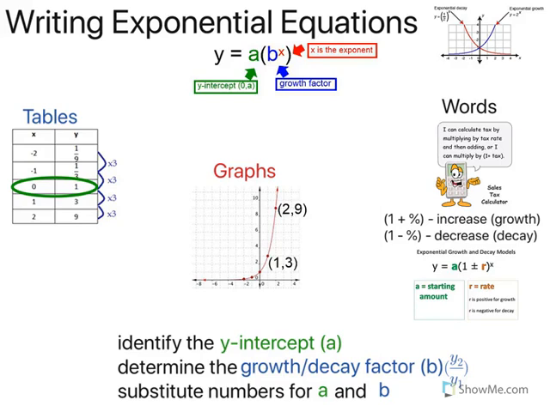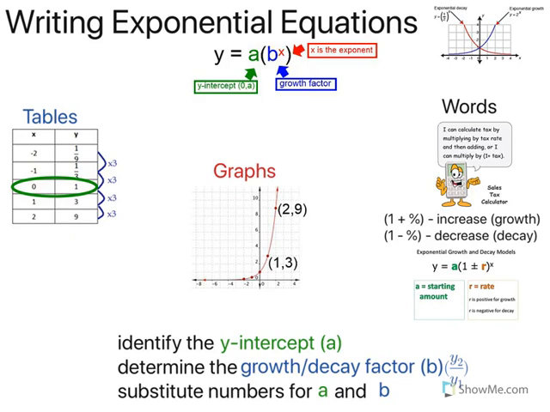In this lesson, we're going to discuss how to write the equation for exponential functions. The equation for any exponential function is y equals a times b to the x. A is our y-intercept, b is our growth factor. This is the number that we're multiplying to get from one y value to the next, and our unknown x is the exponent.